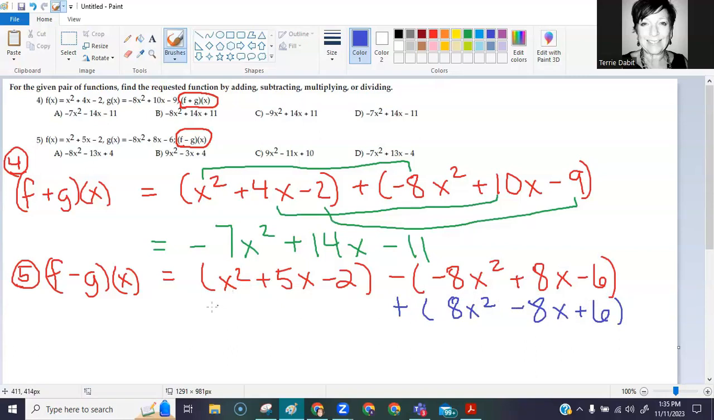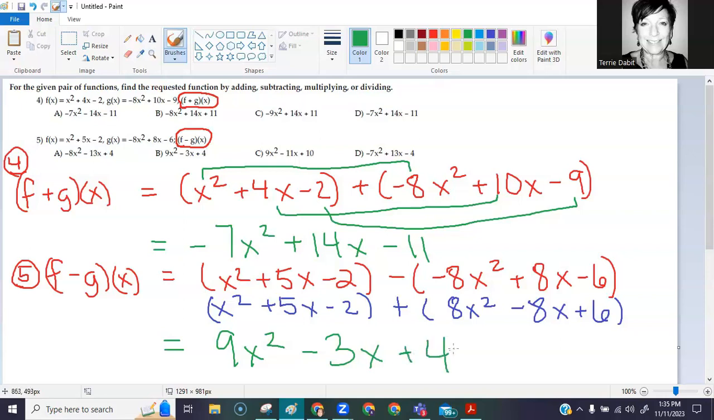My first one will stay the same. And then I combine like terms. X squared plus 8x squared gives me 9x squared. 5x minus 8x gives me negative 3x. And then negative 2 plus 6 gives me positive 4.